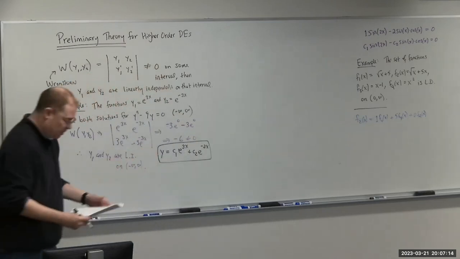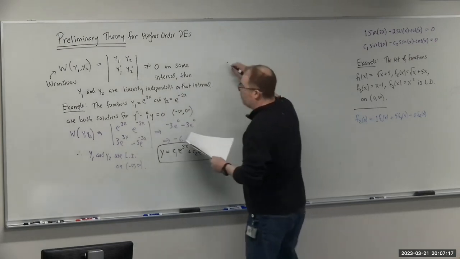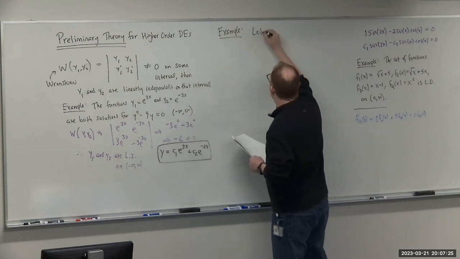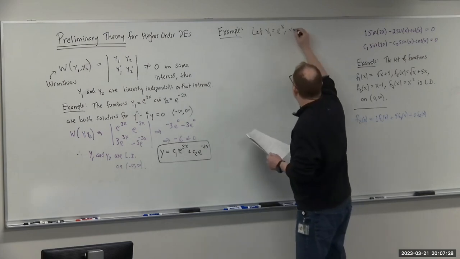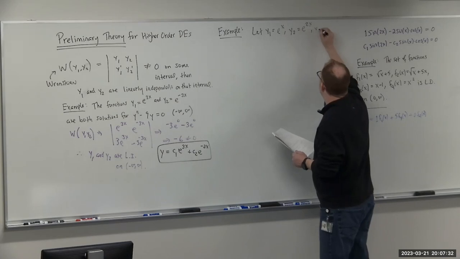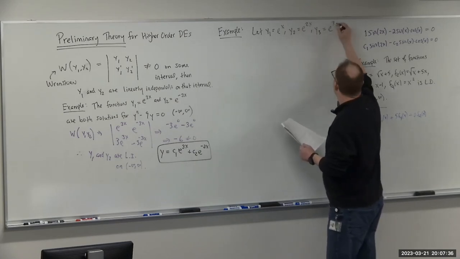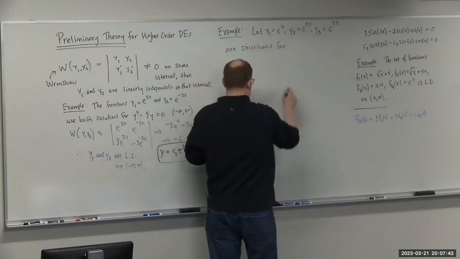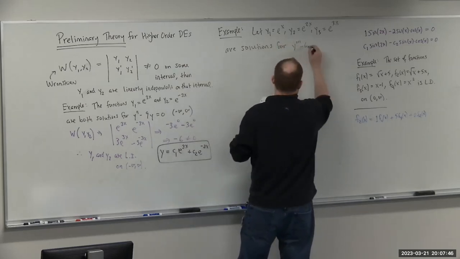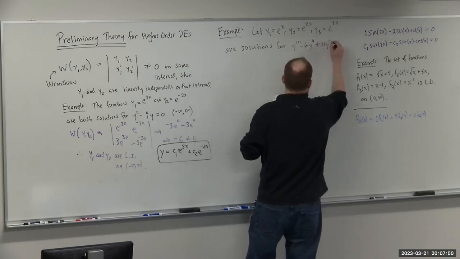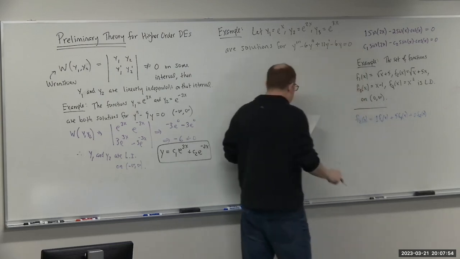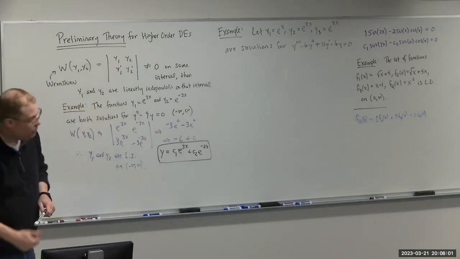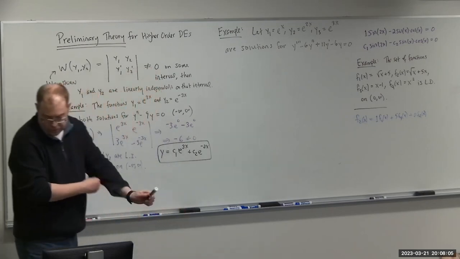So let's say we want to find the Wronskian of these, or eventually we'll want to do that. Each of those functions is a solution of this. So what we want to do is find the Wronskian of that.